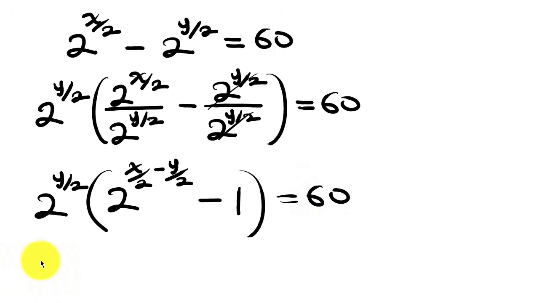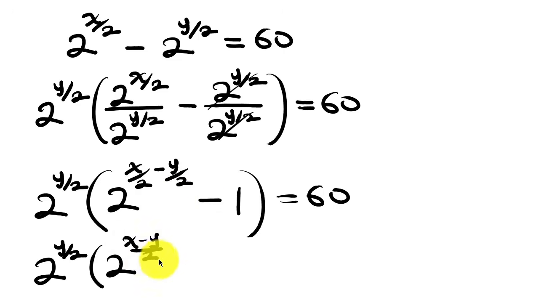So simplifying further, we have 2 to the power of y over 2 times, this is 2. Now let's combine this fraction. We have the same base, so we subtract the numerator. So x minus y all over the common base, which is 2, minus 1, and this is equal to 60.